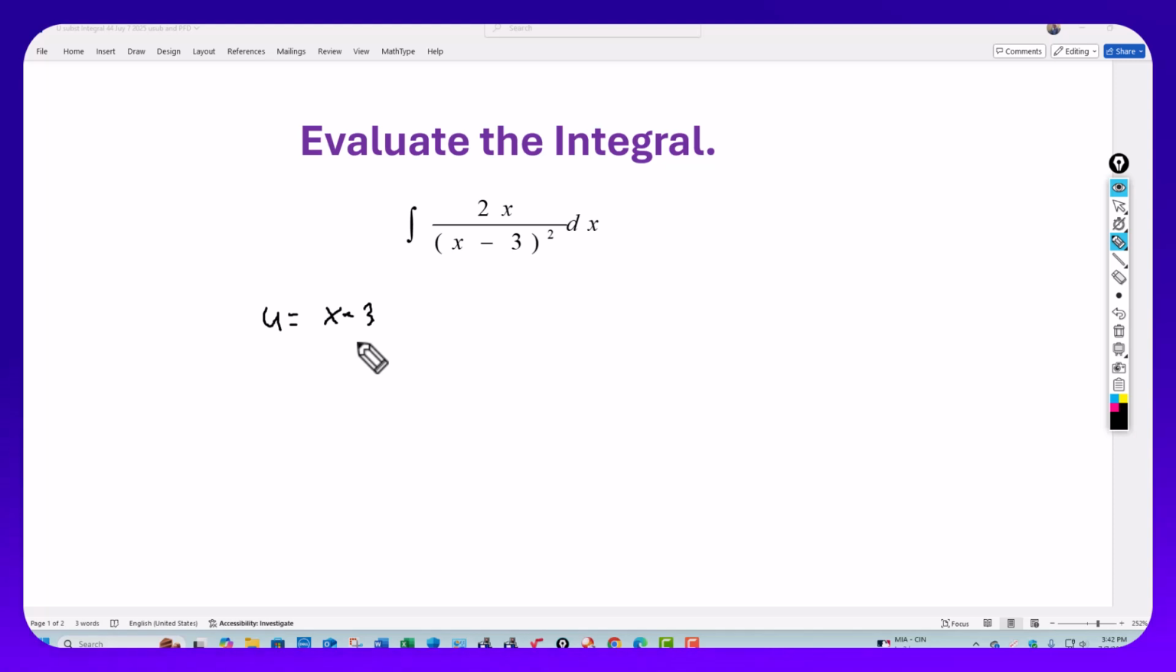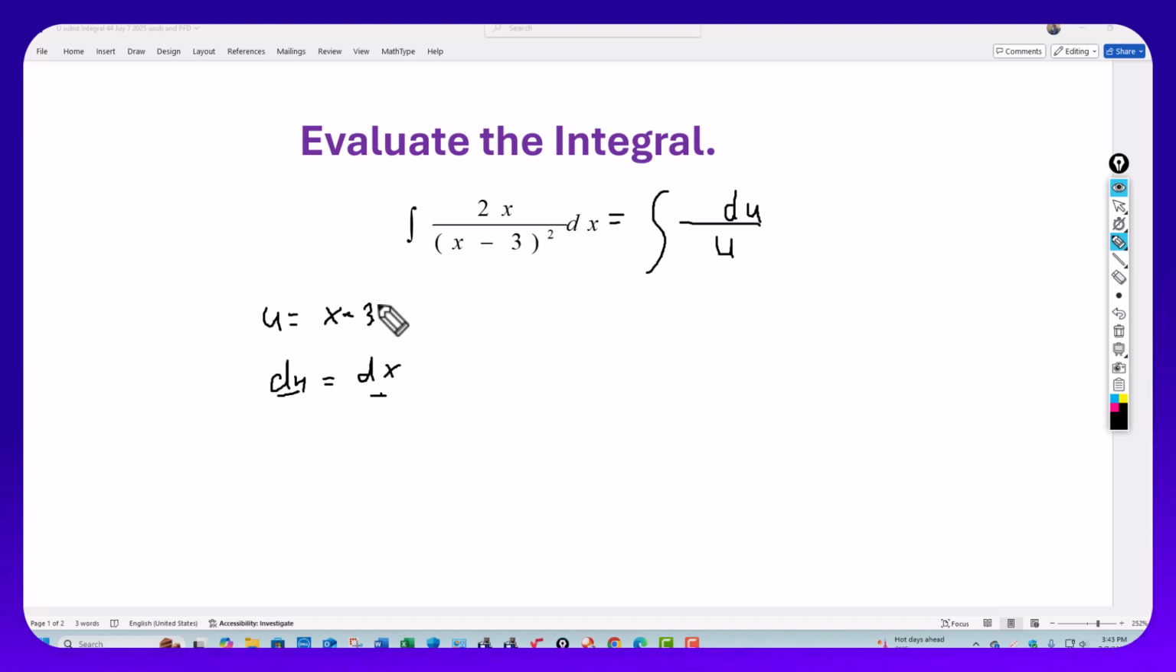We'll let u equal x minus 3. Then du would be the derivative of x minus 3. That's 1 minus 0, so that would be dx here. So let's rewrite this in terms of u. So this would be the integral. Everything involving x has to be replaced by a u. So obviously the x minus 3 in the denominator is going to be your u. The dx here is the same as the du. So that's taken care of.